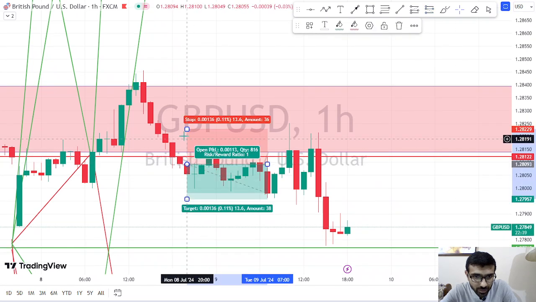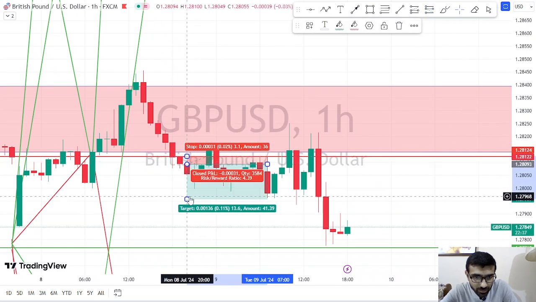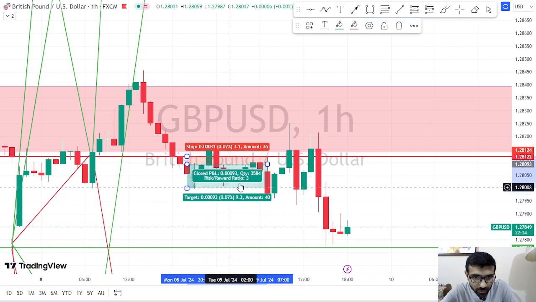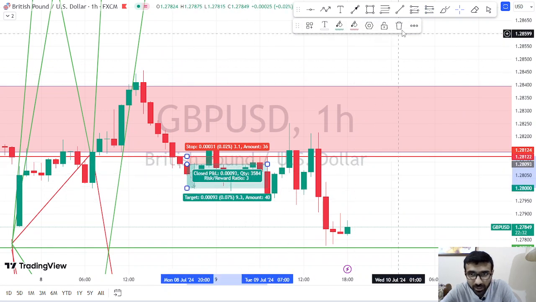So we could take an entry over here. Our stop loss will be just above this previous candle, and our take profit will be approximately over here, giving us a 3% profit straight away.